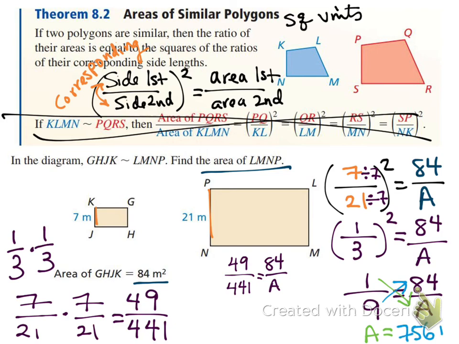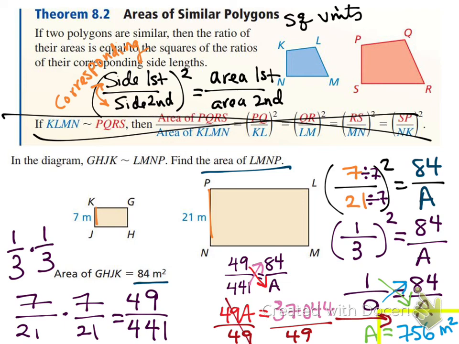You do need to make sure you say meters squared or squared meters. And then over here, same idea. It's just your numbers are going to get bigger. You're going to multiply 441 by 84, which is a large number, 37,044. Divide by 49, and we get the same answer, 756 units squared. This is where our video stops.